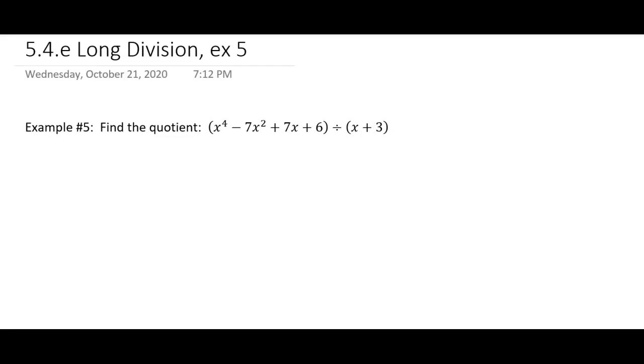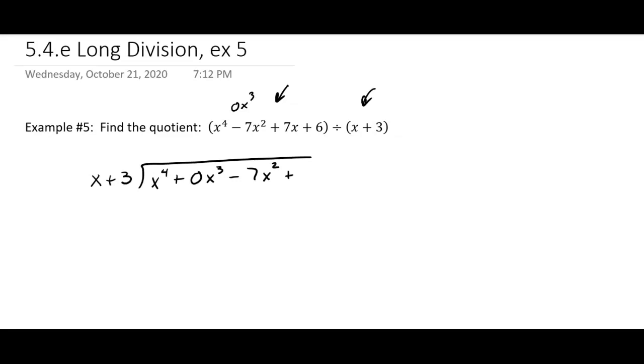So here's another example of the long division process. I look at the divisor. That looks good. X plus 3, little binomial. And I'm going to divide it into, and now I look at the dividend, but the terms are in order, but one's missing. There's no x cubed. So I've got to put that in as a placeholder. So I'm going to have x to the 4th plus 0x cubed minus 7x squared plus 7x plus 6.